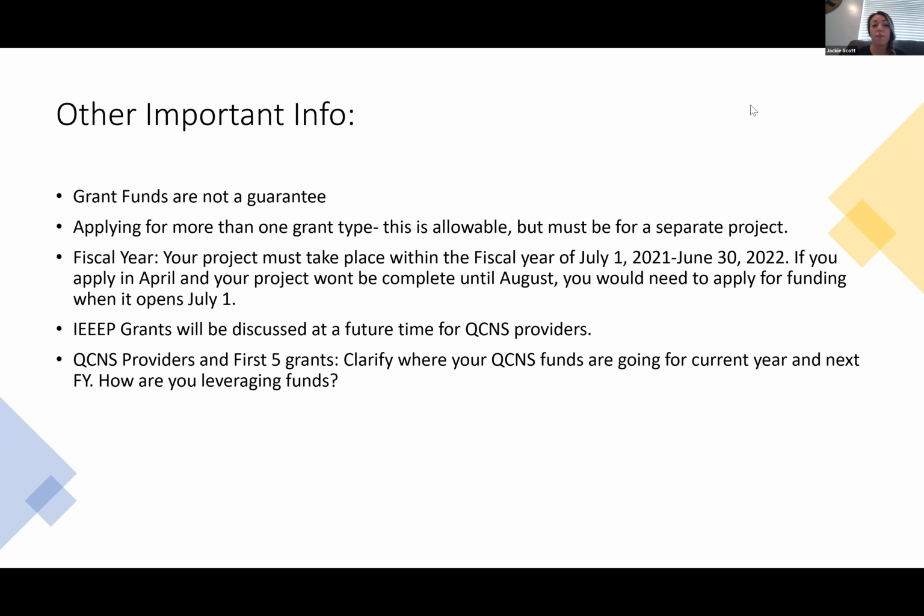Just to provide some further clarification for QCNS providers and First Five grants, I get questions of like, can I apply? I'm a QCNS provider. And the answer is yes, you can. What I will say is that you need to have a really strong proposal, because we have QCNS as this program that provides a lot of grant funding for providers like family child care, family friend and neighbor, private preschool. So there is a program that is really focused on working with that population.